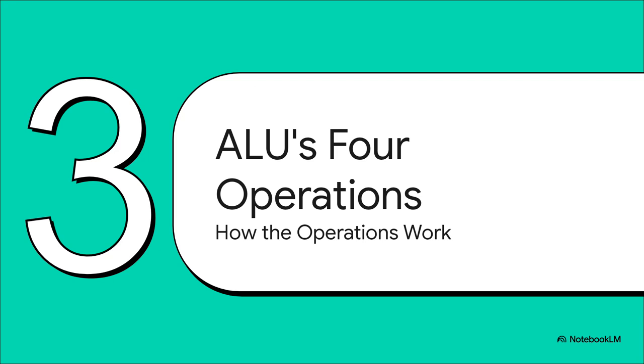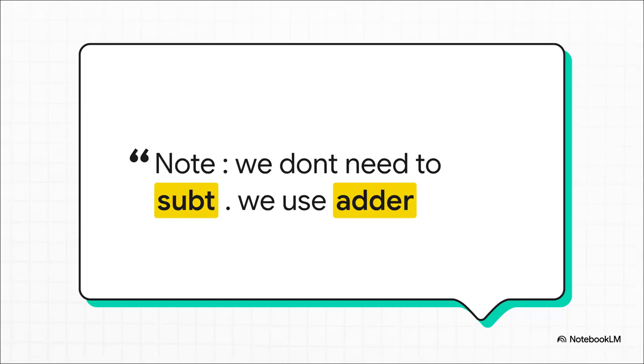Okay, so let's get into the nitty-gritty. Section 3, the ALU's 4 operations. How does it actually pull these off? How does it turn a string of ones and zeros into actual math? And here is the first absolutely brilliant trick of computer engineering.